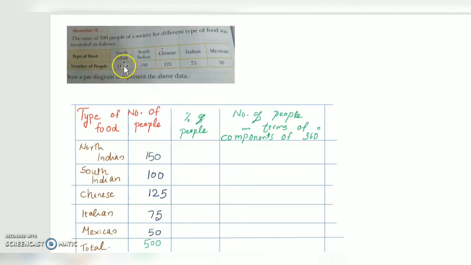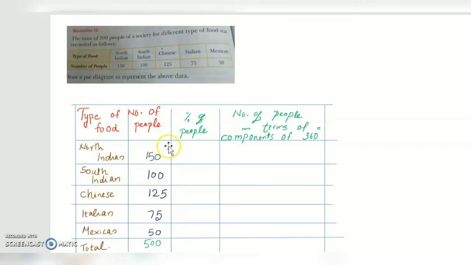One example is given here. The taste of 500 people of a society for different types of food was recorded as follows. The types of food are North Indian, South Indian, Chinese, Italian, Mexican. The number of people is also given, so I wrote all these numbers here.